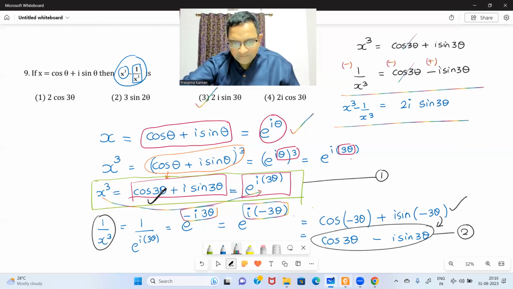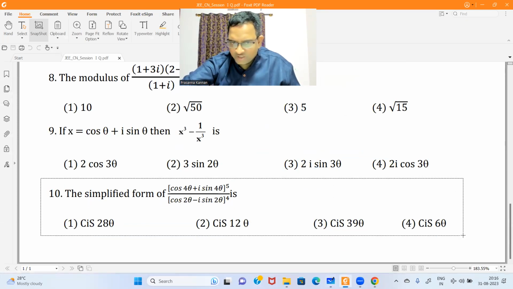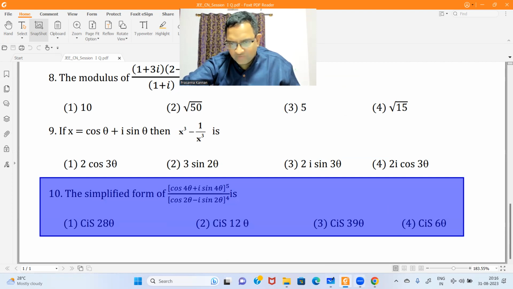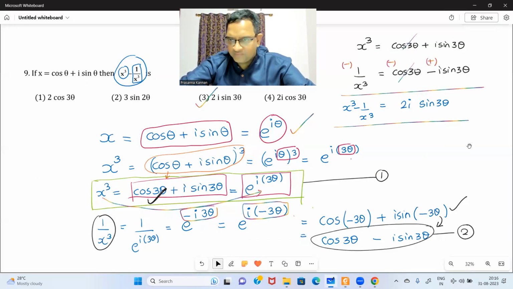Okay. We'll move on. We'll go into the last sum in this worksheet in math. Then we'll discuss a few physics questions and conclude today's session.